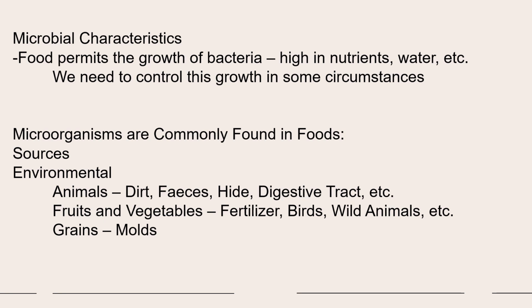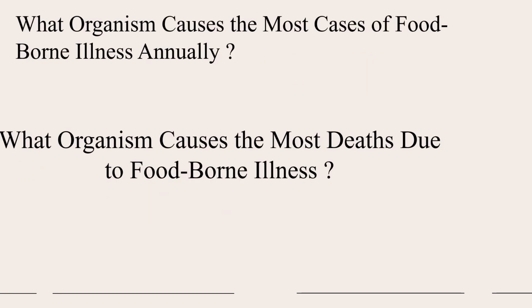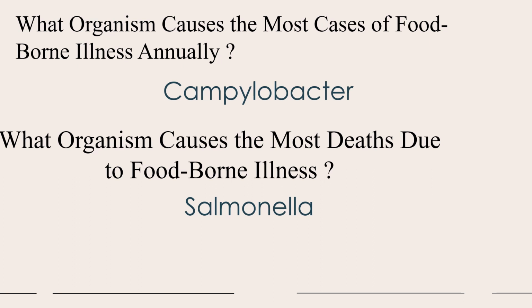Microorganisms are commonly found in foods and the sources are first of all environmental, like animals, dirt, feces, hide, digestive tract, etc. Fruits and vegetables, fertilizers, birds, wild animals, etc. Grain contains molds. What organism causes the most cases of foodborne illnesses annually? Campylobacter. What organism causes the most deaths due to foodborne illness? Salmonella.